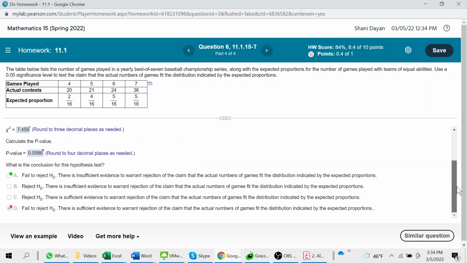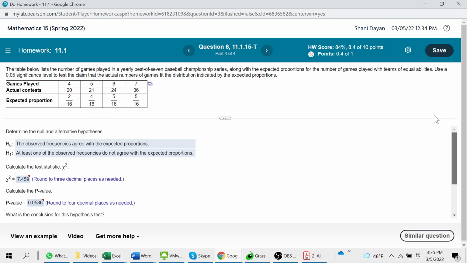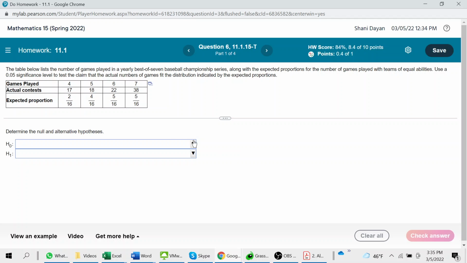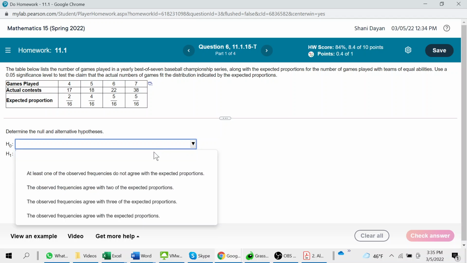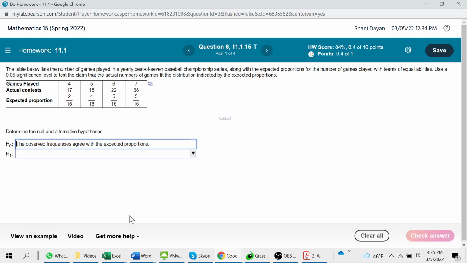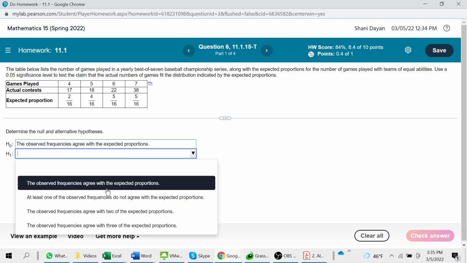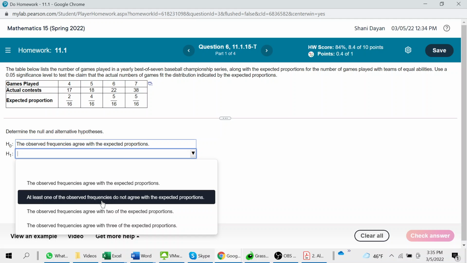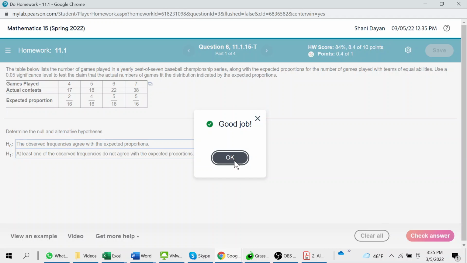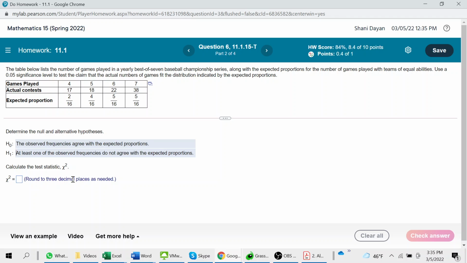Okay. So this was attempted, but it was incorrect. So let's do a similar question. All right. The null hypothesis: the observed frequencies agree with the expected proportions, correct? The alternative hypothesis: at least one of the observed frequencies does not agree with the expected proportions. Okay, that's correct.